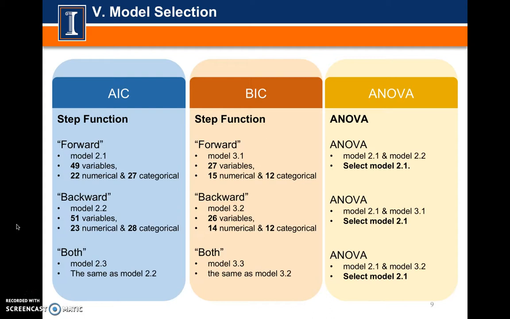From this step function, we have 6 models in total, and we can observe some common numerical variables and categorical variables in all the 6 models, and they will be further studied in our visualization part. Then we use ANOVA to do the model selection. From the ANOVA result, we find model 2.1, that is the forward model from the AIC method, is our best solution.